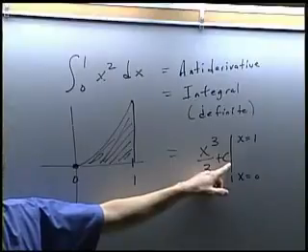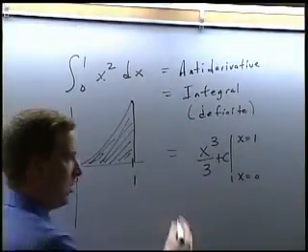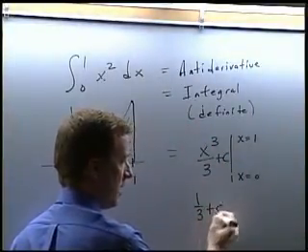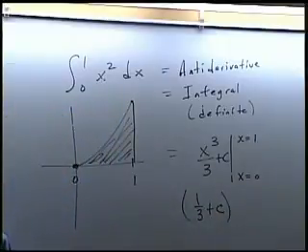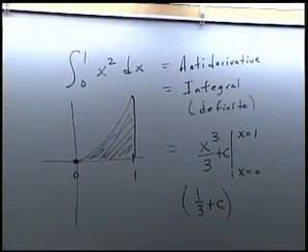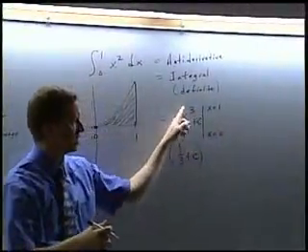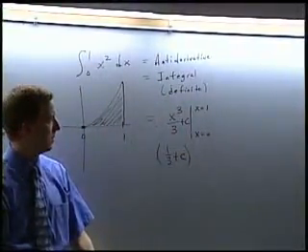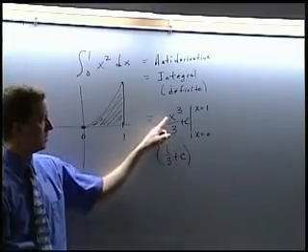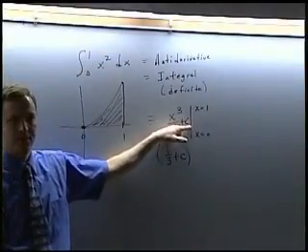1/3 plus some constant, right? We don't know what the constant is, but you're going to see here in a minute it doesn't matter. So I just subbed in 1/3 plus the constant. Now, what if I sub in 0 into this function? What do I get? 0 plus the constant, right?